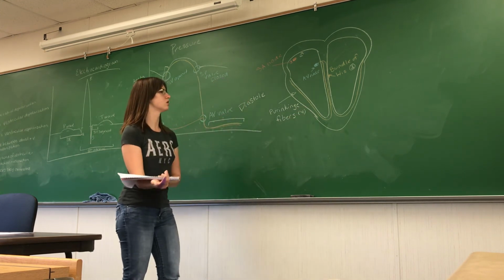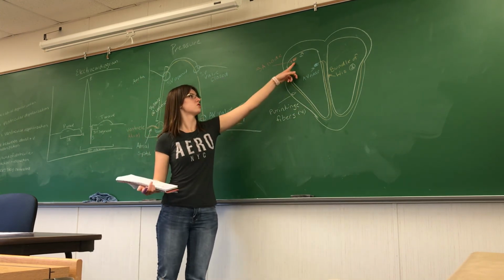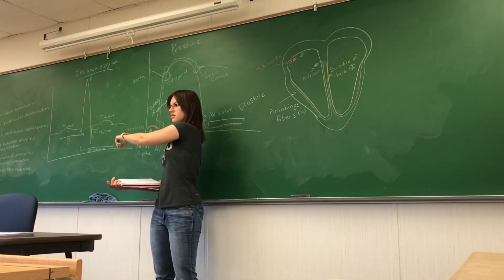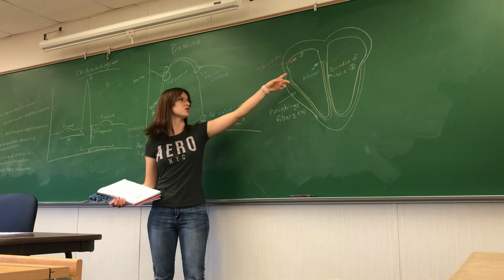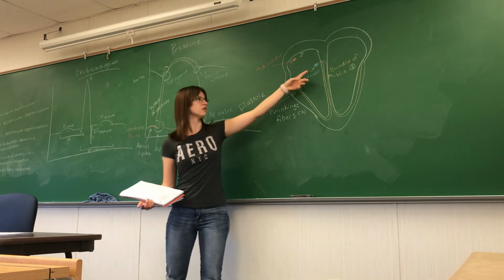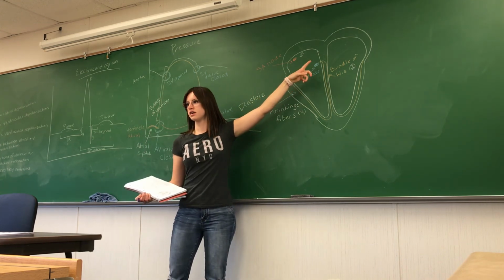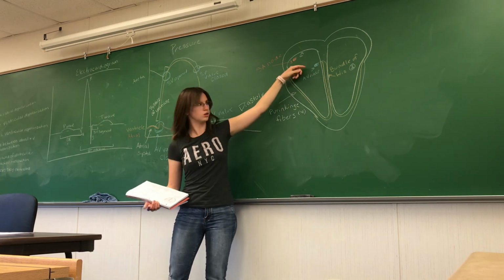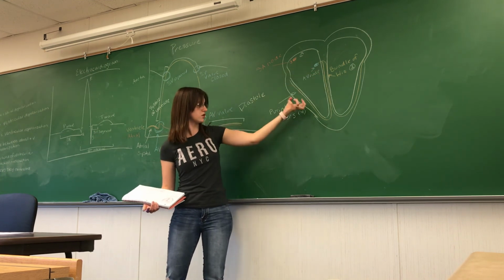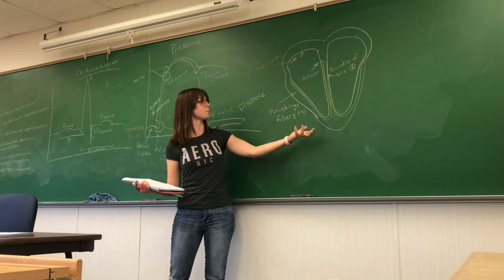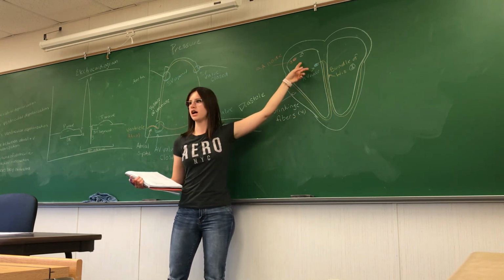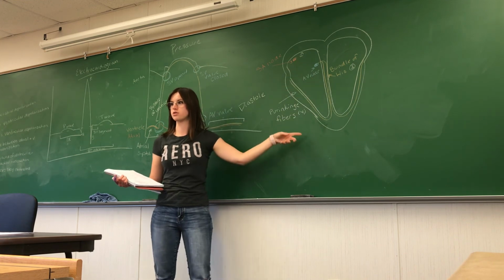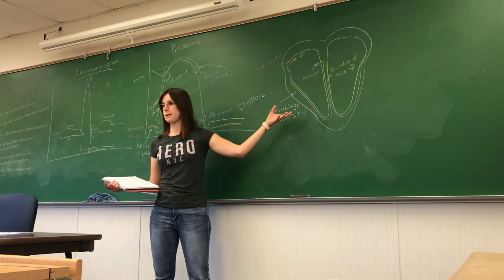So you can see how the SA node fires, the atrium contracts, and then the AV node fires, and it goes all the way down, then the ventricles contract. So you can kind of see how it starts from the atrium and why the atrium would contract first, and then down into the ventricles, right?